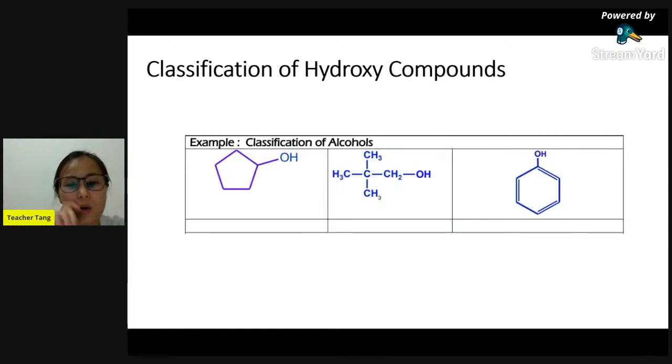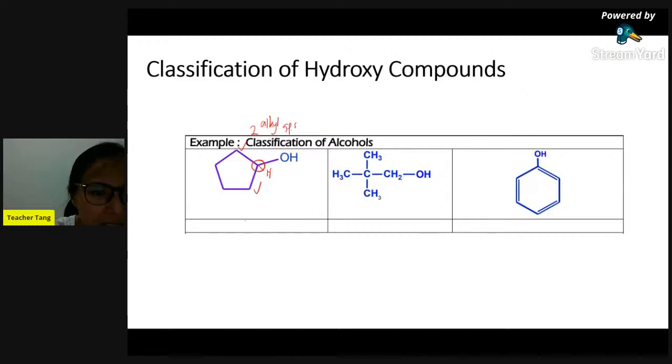Now we move on to look at examples. In this example, how do we class the alcohol? Again, we need to look at the carbon where the hydroxyl group is attached. Look, this carbon has one hydrogen. If one hydrogen, it has two alkyl groups. So attached to two alkyl groups, this is a secondary alcohol.